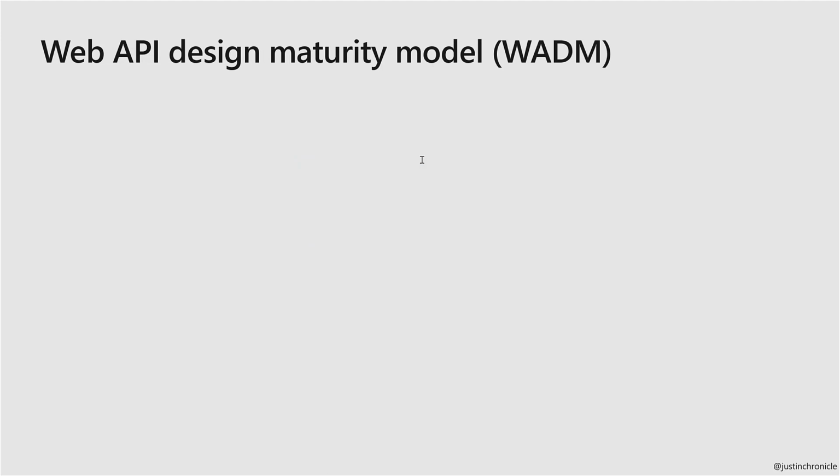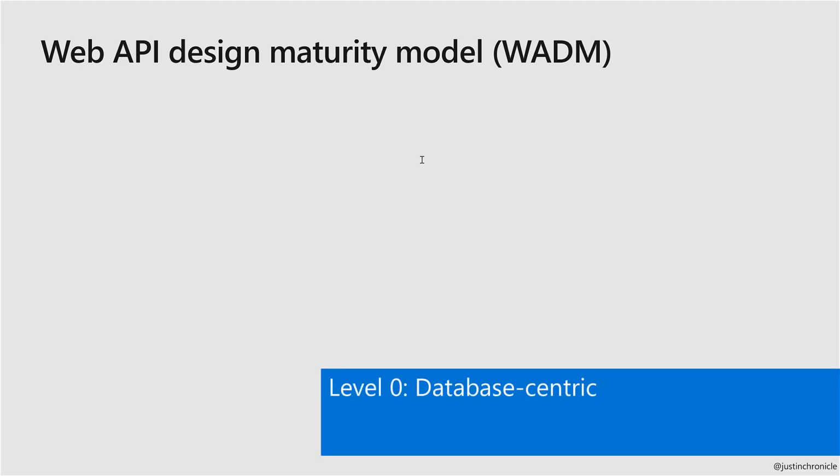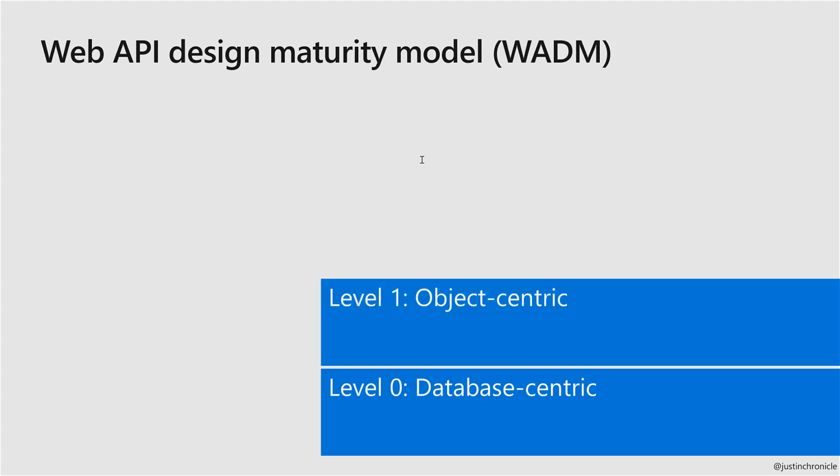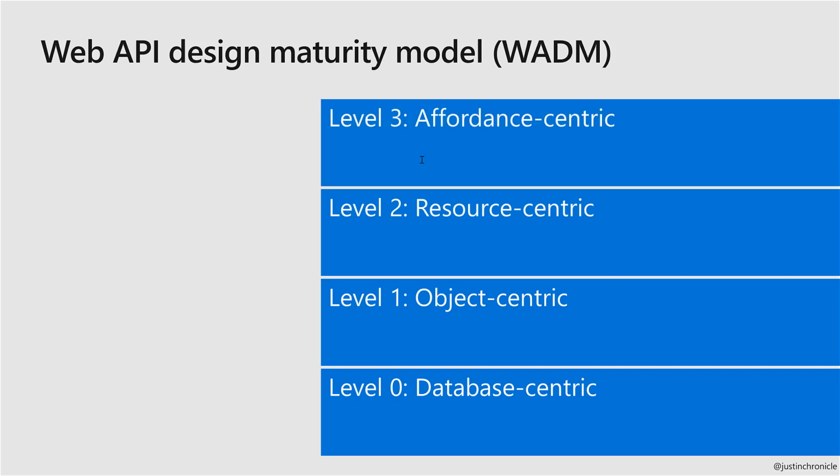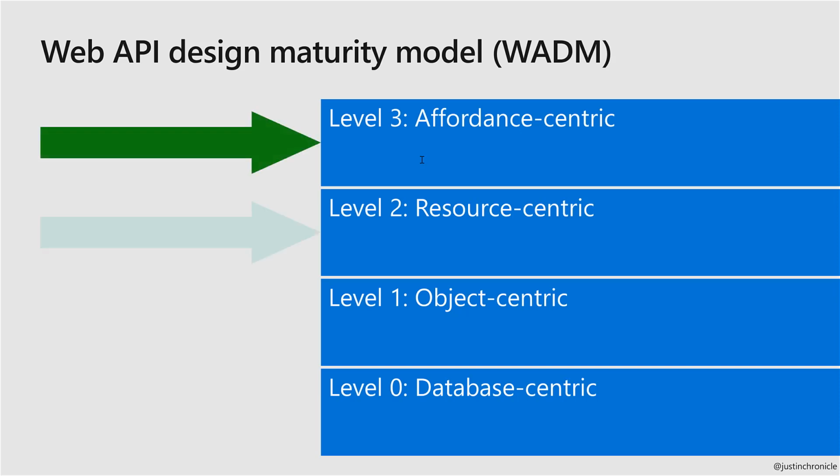And maybe the Web API design maturity model refers to quite a similar thing, but using different terms. Level 0 is database centric, which is basically the business domain. Level 1 is object centric, which is the mapped object. Level 2 is resource centric, which is using the HTTP verbs. And the affordance centric level is to achieve the HATEOAS navigatability. As I said, this is the ideal, but the level 2 achievement is okay.